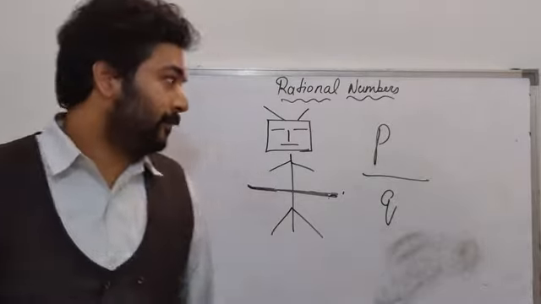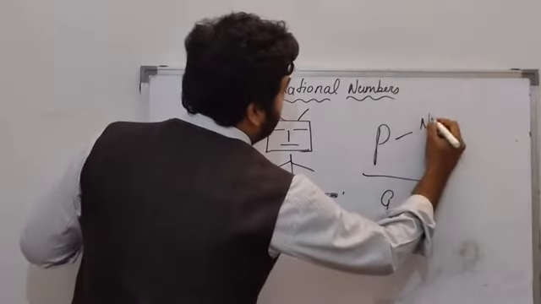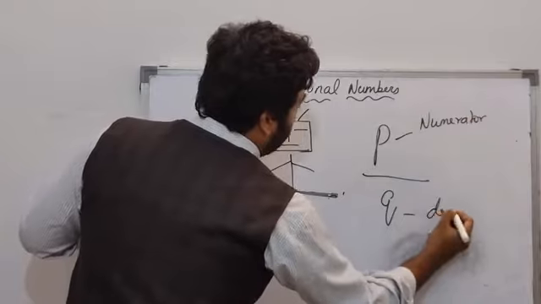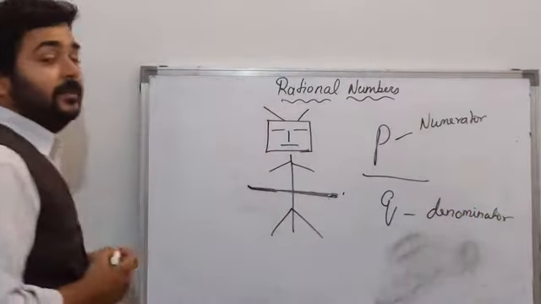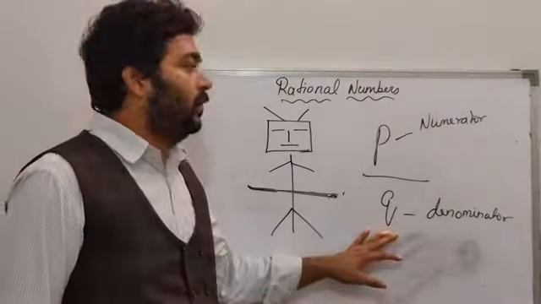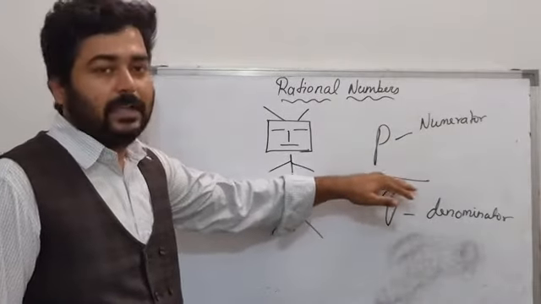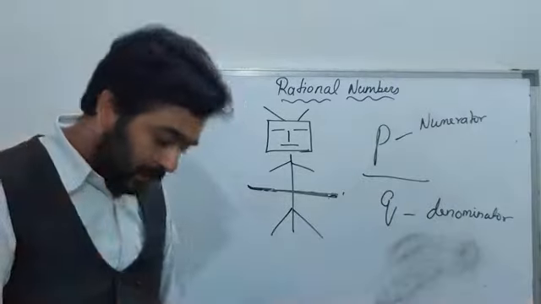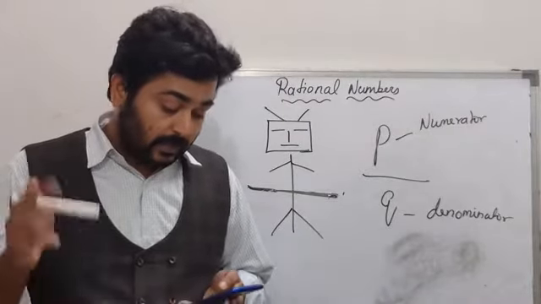Okay, clear? So p by q. So p is numerator, this is numerator, and this is denominator. Okay, numerator and denominator. P by q, rational number, समझ में आ गया? The upper part of this is the sign of division, and the upper part is called numerator and the lower part is called denominator. Clear? This is the definition of rational number.